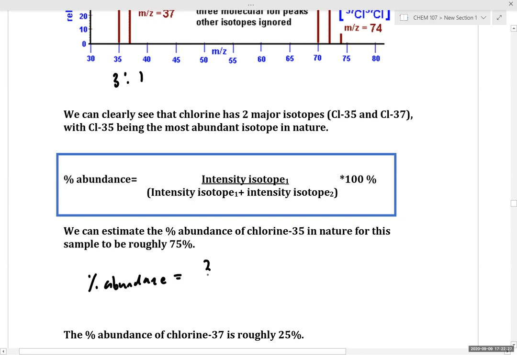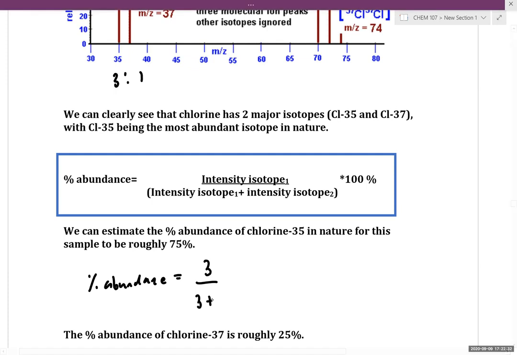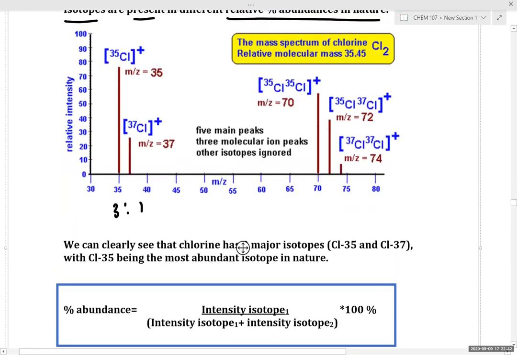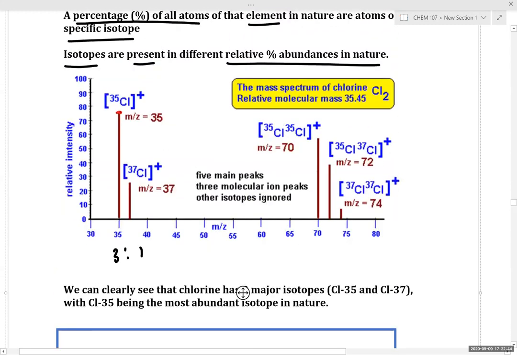So we have a height of 3 compared to a height of 1 for chlorine 37. And that gives us a percent abundance of roughly 75%. The way that we estimate about 3-to-1 is that this readout is around 75, this readout is around 25. So we have a 75-to-25 ratio, which is about 3-to-1.